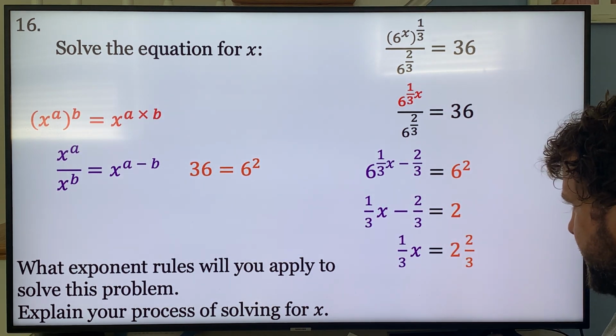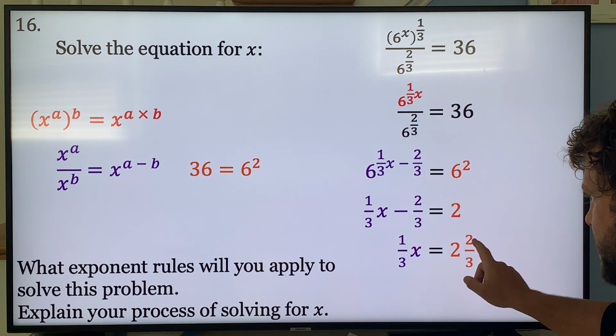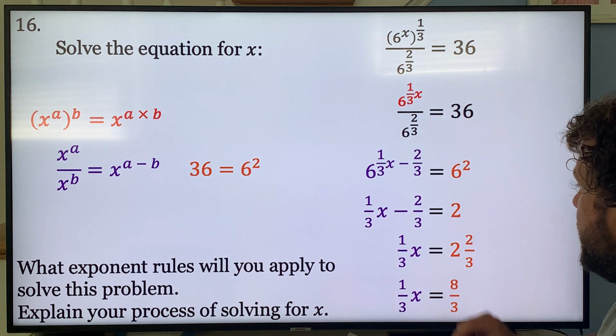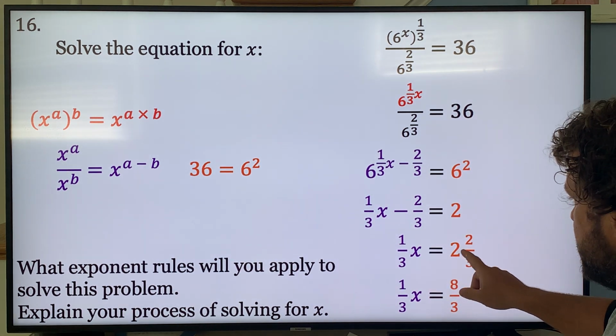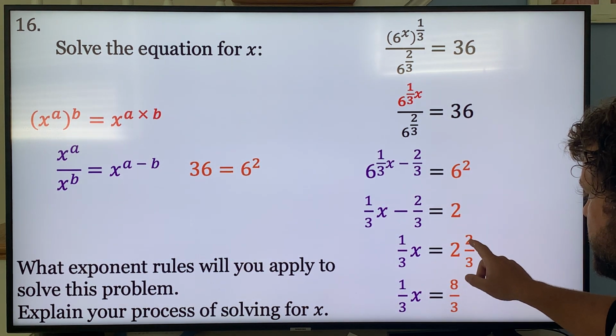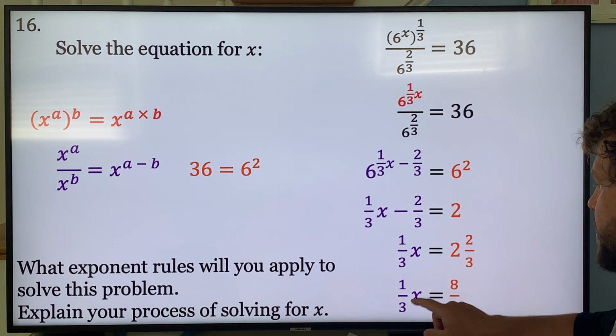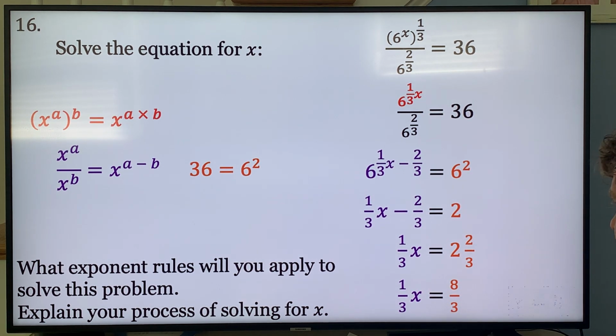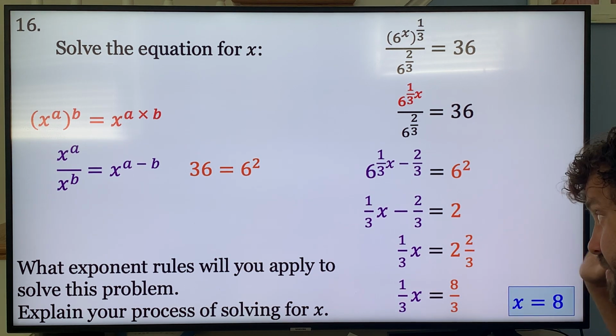Add 2/3 to both sides. 1/3 x equals 2 2/3. Multiply both sides by 3. So this technically, 2 2/3 is 3 times 2 is 6 plus 2 is 8/3. So 1/3 x equals 8/3. When you multiply both sides by 3, you get x equals 8. Also 2 2/3, if you just want to multiply that by 3, you get 8 as well.